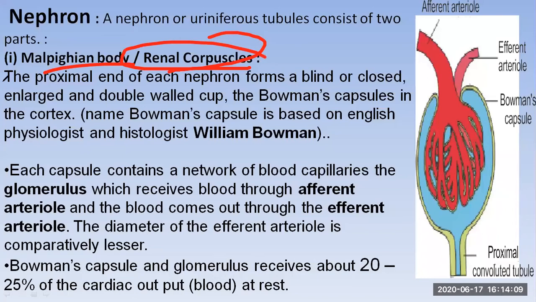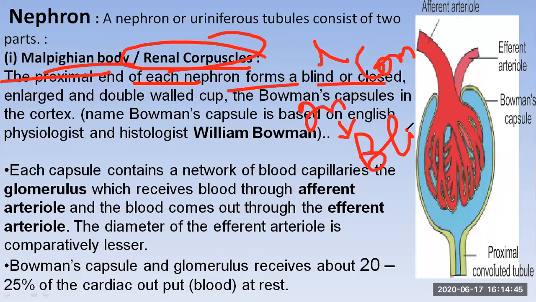Now the proximal end of the nephron forms a blind or closed end. What does blind or closed mean? You have already studied this in the invertebrate chapter, the animal kingdom, where we studied the digestive system. There are two different types of digestive system: one is incomplete, another is complete. The incomplete one has a blind sac.